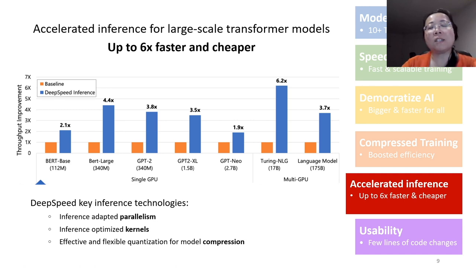DeepSpeed inference has three lines of technologies. First, inference-adapted parallelism that partitions the model across multiple GPUs and adapts the best parallelism strategy for inference latency and cost. Second, inference-optimized kernels that boost per-GPU efficiency through deep fusion and novel kernel scheduling. Third, model compression, where we propose powerful new methods for quantization-aware training and develop high-performance quantized kernels, saving memory and reducing latency without hurting accuracy. Altogether, DeepSpeed inference supports large-scale models with tens and hundreds of billions of parameters. It delivers 2 to 6 times faster and cheaper inference compared with existing work.